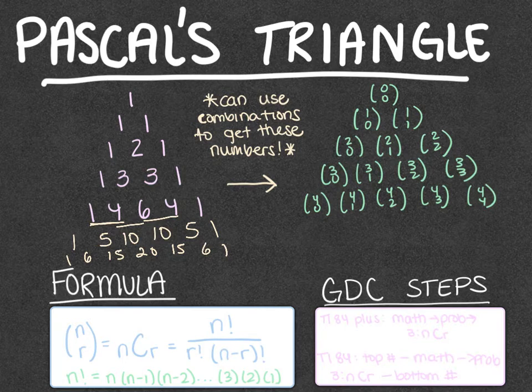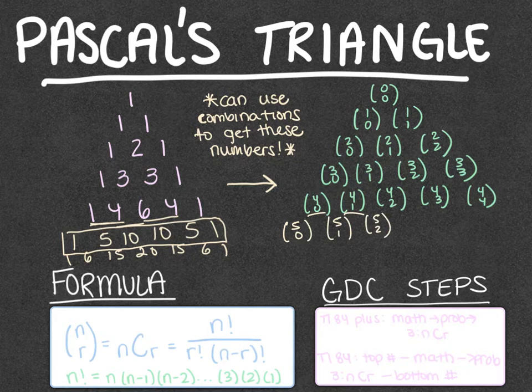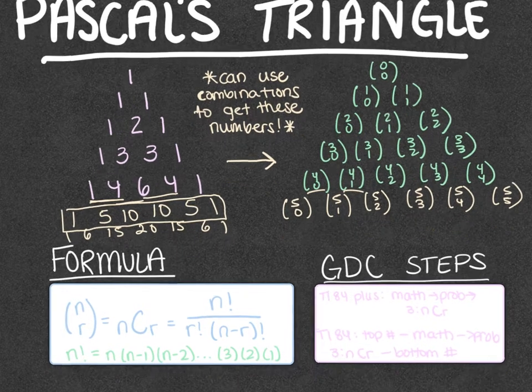However, because this triangle takes a while to make, especially if we're going to something like the 12th or 20th power, we also can use combinations, which is actually a formula, to get the same values. We're going to talk about this notation in just a second. But if I wanted to represent this row using combinations, this row would be 5 choose 0, 5 choose 1, 5 choose 2, 5 choose 3, 5 choose 4, and 5 choose 5. So let's break down what those parentheses actually mean.